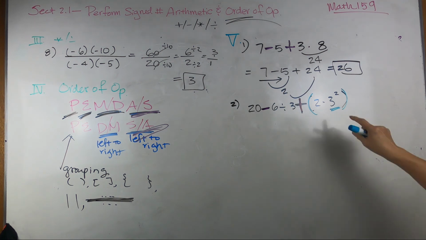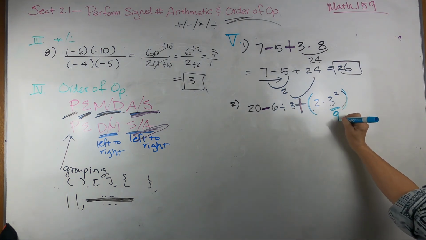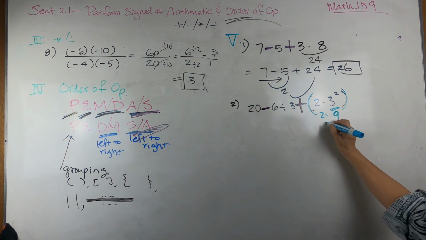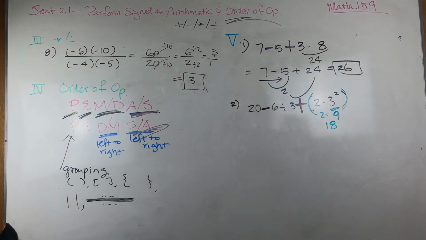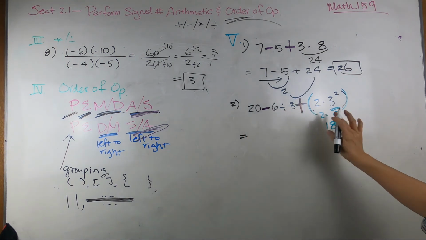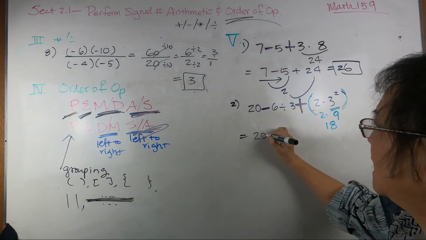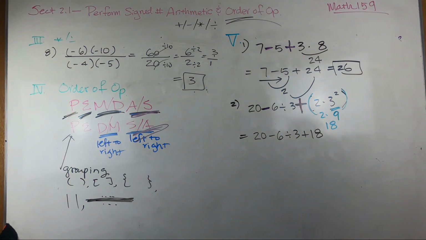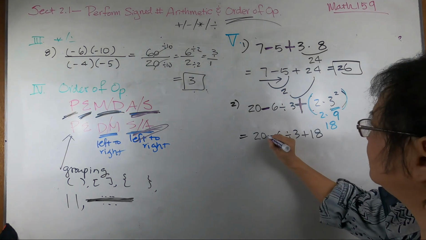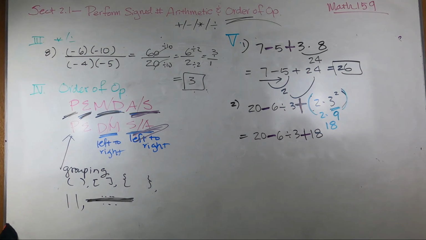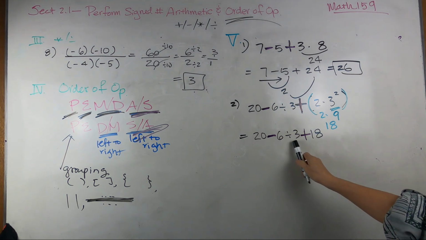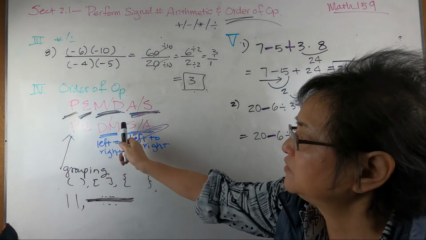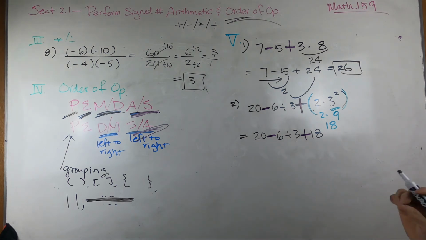So 3 squared is what? 9. Then 2 times 9 is what? 18. Right? So you better rewrite it. Don't mingle too many things at one time. It's better for you to rewrite. Now you can see you have addition and subtraction, and between them you have division. That's a different group, right? You have to do multiplication and division, and do the addition and subtraction last.